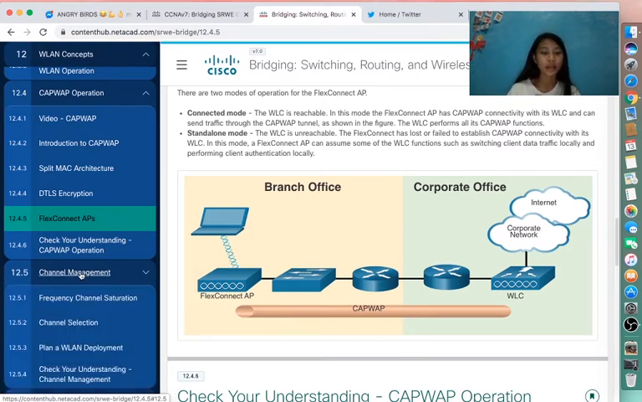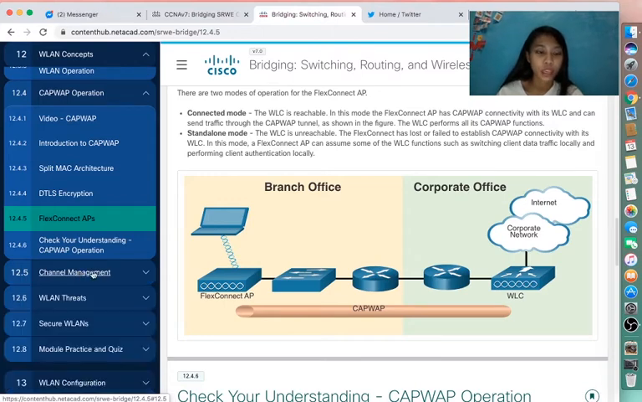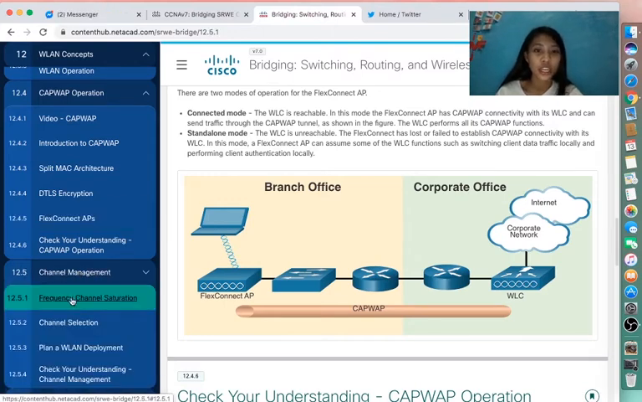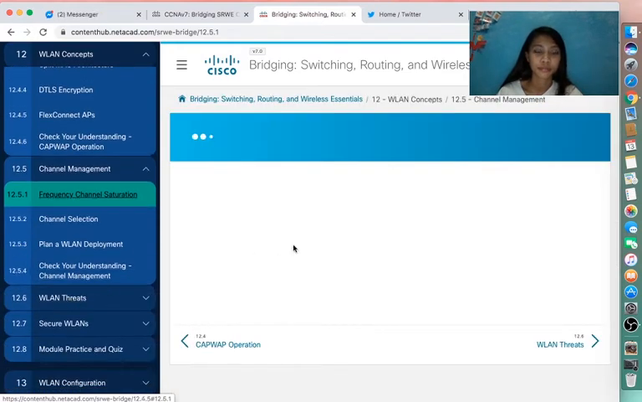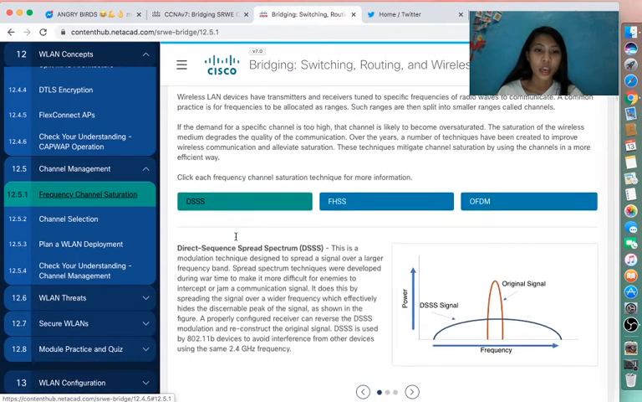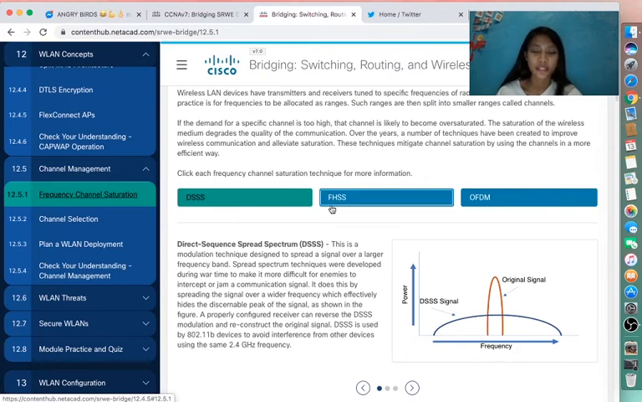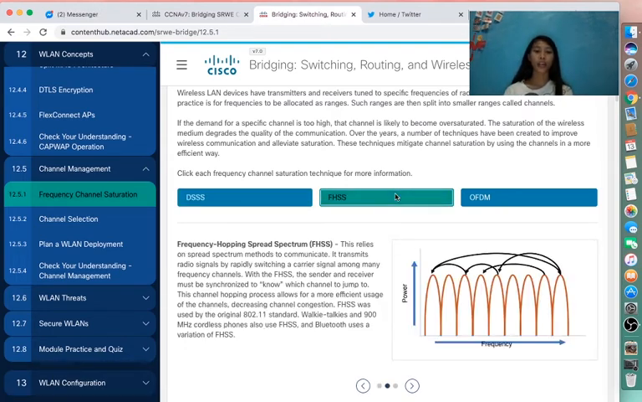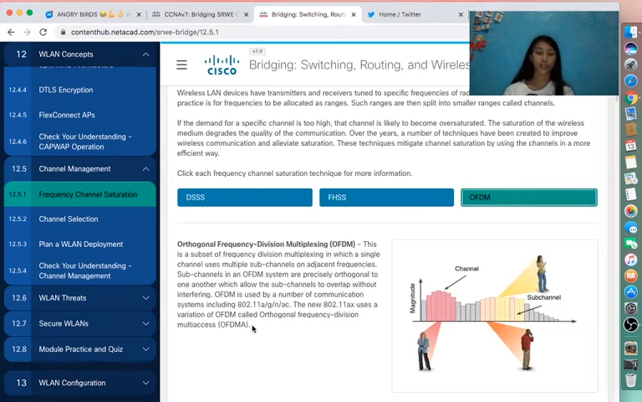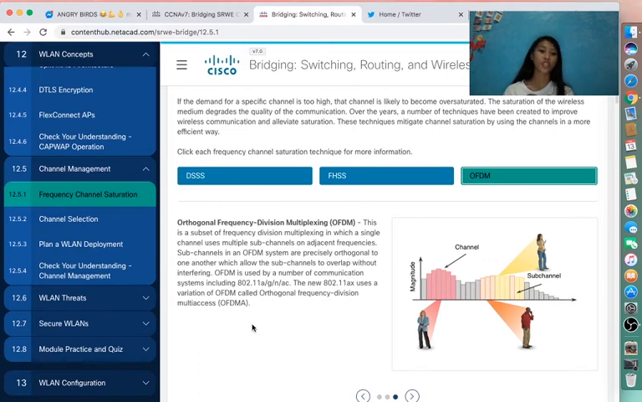We have channel management: frequency channel saturation, channel selection, and planning a WLAN deployment. Frequency channel saturation: we have DSSS, FHSS, and OFDM. Direct sequence spread spectrum, frequency hopping spread spectrum, and orthogonal frequency division multiplexing.